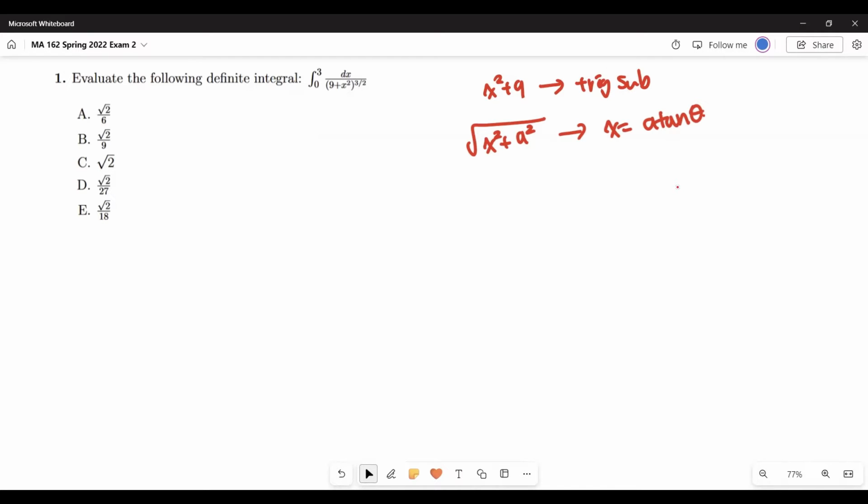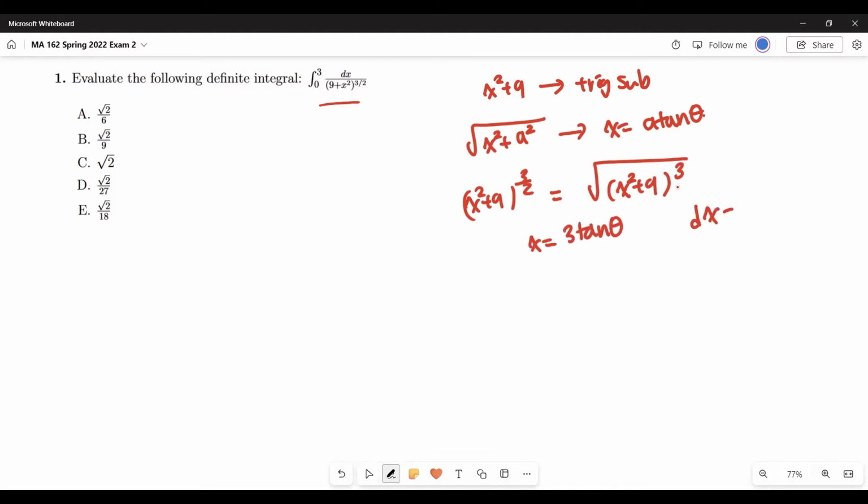Okay, so this one, x squared plus 9 to the 3/2, is the same as the square root of x squared plus 9 to the third power, and this is a similar formula to that. So we're going to put x equals 3 tangent theta, and then find the derivative of that, which is dx equals 3 secant squared theta d theta. Then we move the 3 in front of tangent theta, so x over 3 equals tangent theta, and then theta would be tangent inverse of x over 3, right?